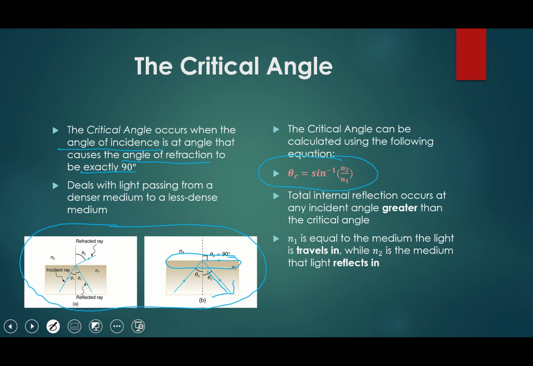Okay, and you'll see some more explanations here on the slide of what you'll use to determine n1 and n2. n1 is equal to the medium the light travels in, and so that's going to be the medium, as you can see below, that I just circled, where the light is hitting the edge of the medium, whereas n2 is the medium on the other side. n1 is the denser medium, n2 is the less dense medium, if that simplifies things.